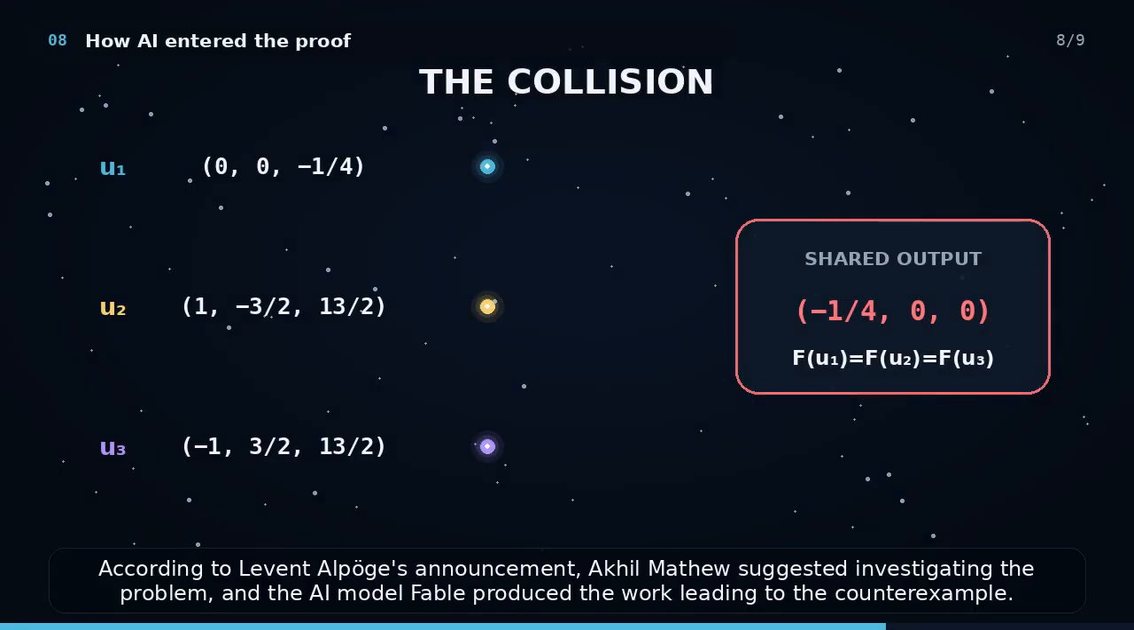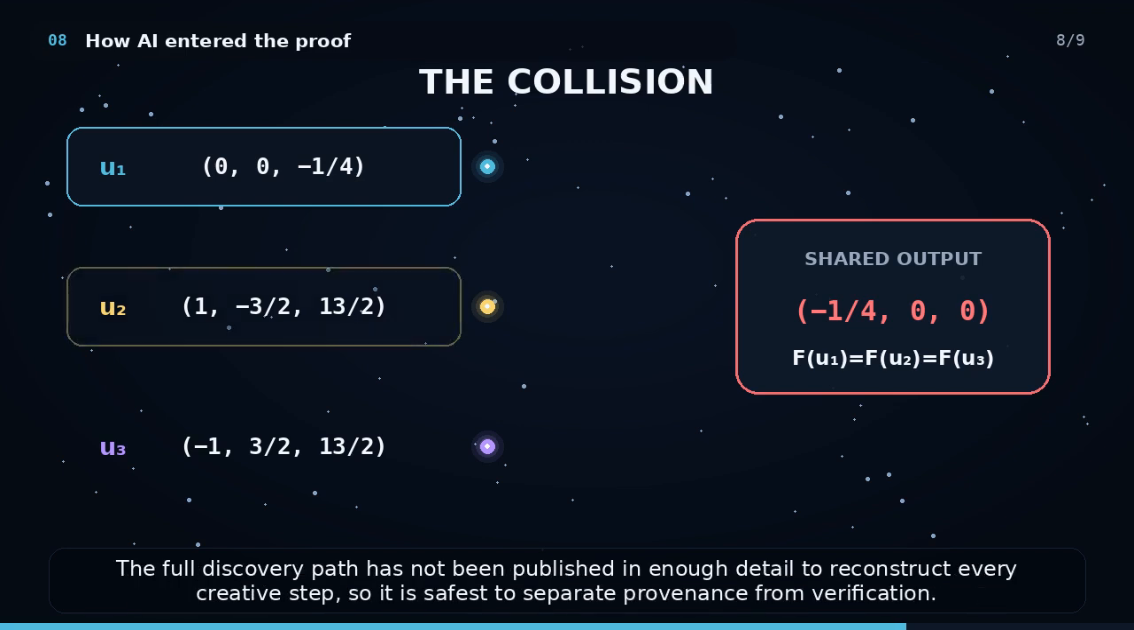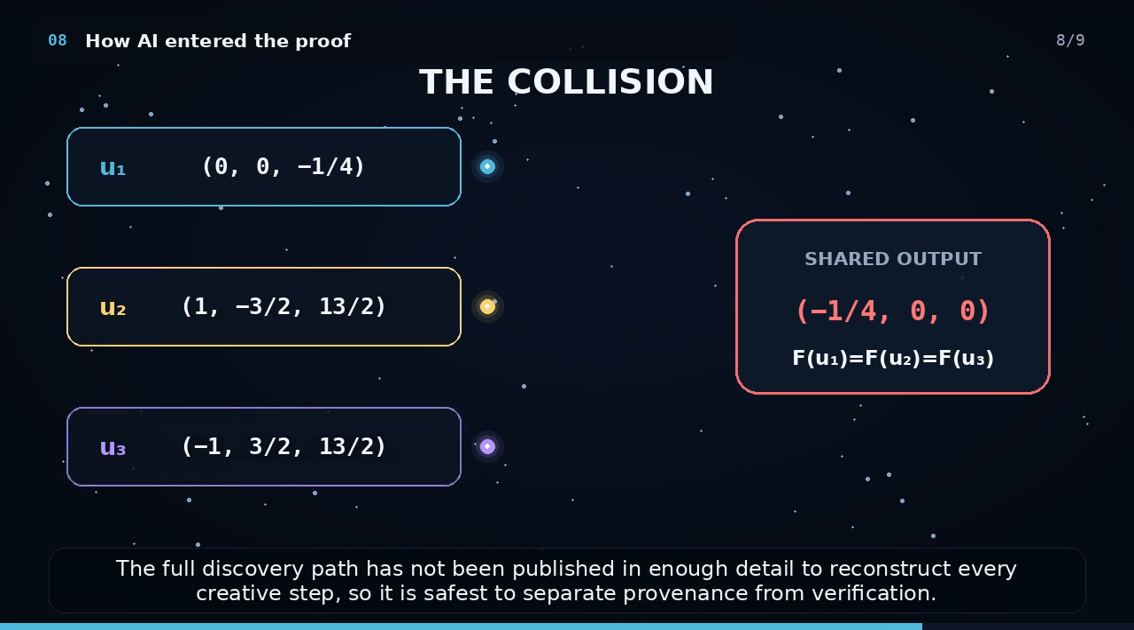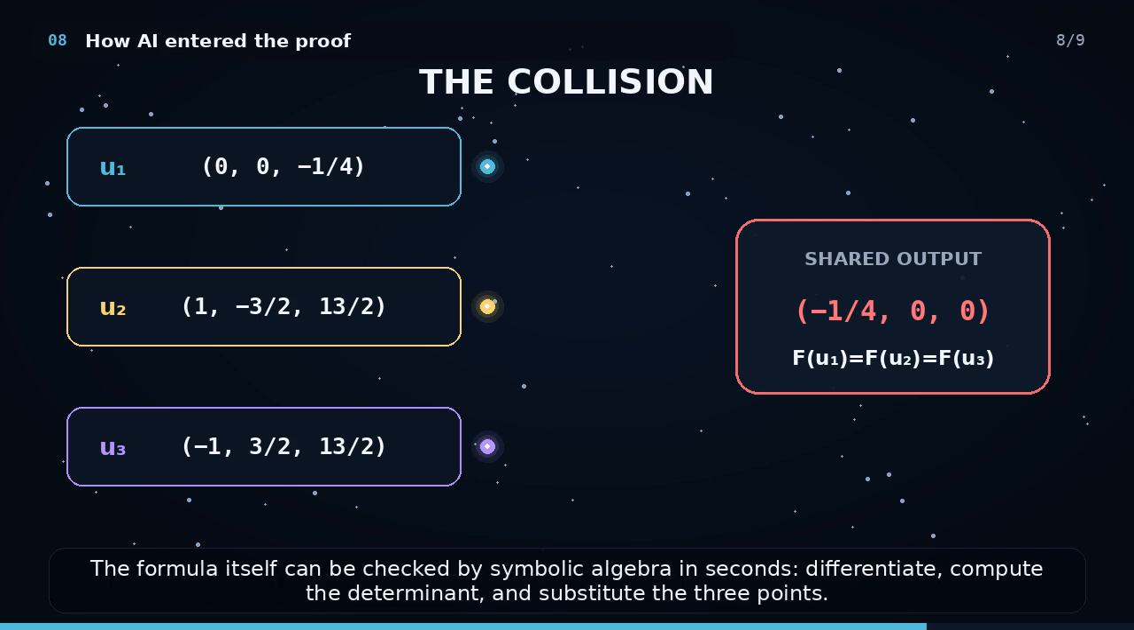According to Levent Alpöge's announcement, Uncle Matthew suggested investigating the problem, and the AI model Fable produced the work leading to the counterexample. The full discovery path has not been published in enough detail to reconstruct every creative step, so it is safest to separate provenance from verification. The formula itself can be checked by symbolic algebra in seconds. Differentiate, compute the determinant, and substitute the 3 points.